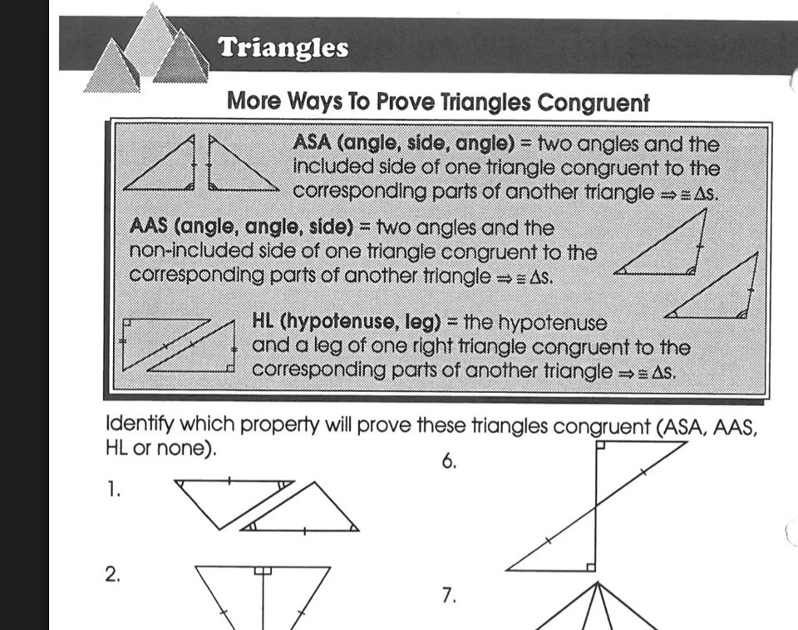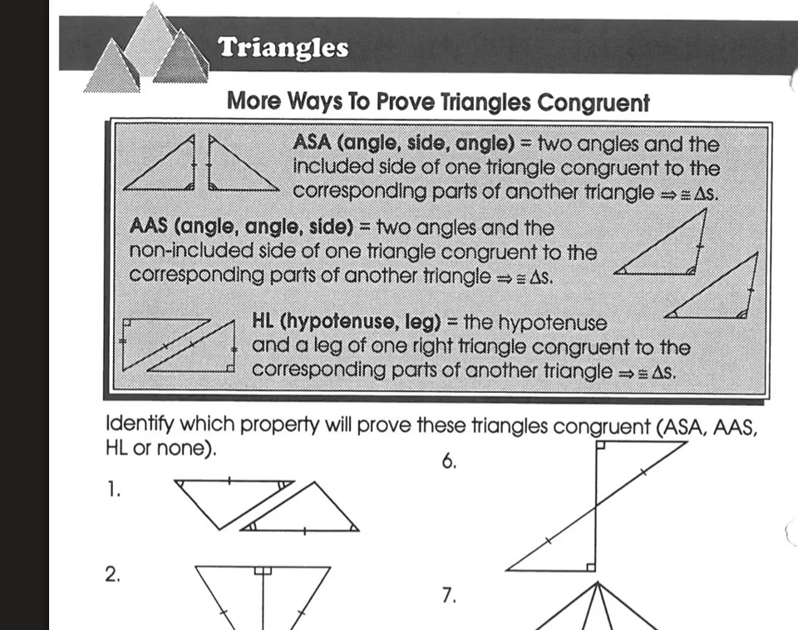You just have to pick the right one. The hypotenuse leg is the weird one. It only has two words, so not three. But also, it only works for right triangles. So the hypotenuse, meaning the longest side of the right triangle, or the side opposite the right angle, and a leg of one right triangle are congruent to the corresponding parts of another triangle.